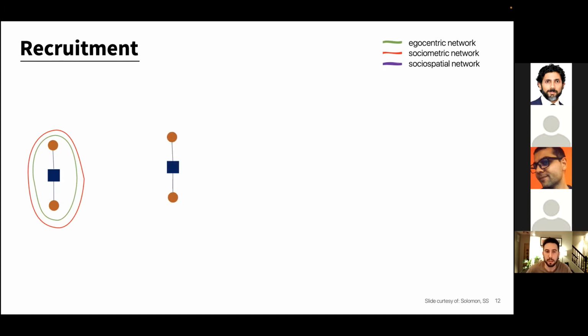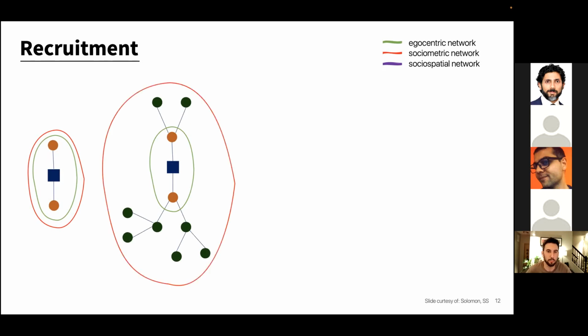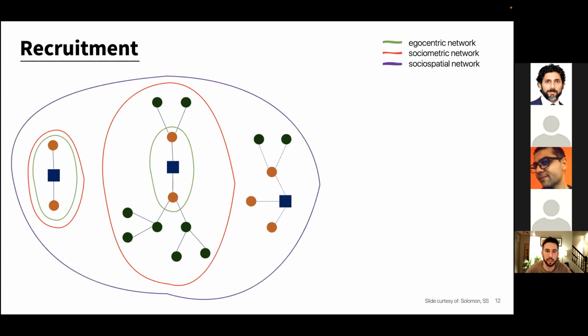The same process happens for another index. They recruit their injection partners, their egocentric network. Then those people recruit their injection partners, those people recruit their partners, and so on. So this would be the index participant's sociometric network. Let's add in another index participant here. And now we have 3 sociometric networks.